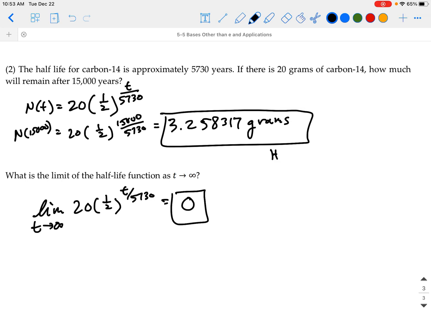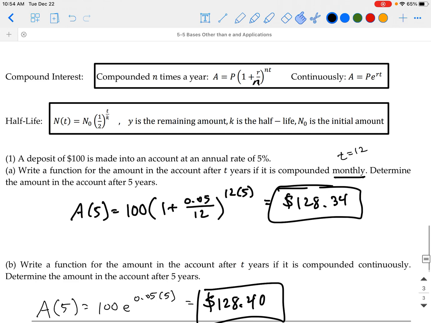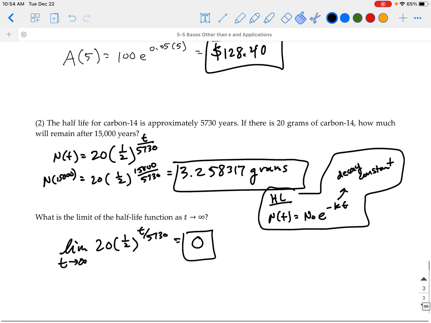For the half-life, there is a separate version of the formula. So that looks like N of t is equal to N naught e to the negative kt. And in that case, k has a slightly different value. So that's going to be the decay constant, which tells you kind of the decay rate. But typically they will give you the equation, so you won't have to memorize these equations again. So whether it's compound interest or half-life, you don't need to have any of these memorized.